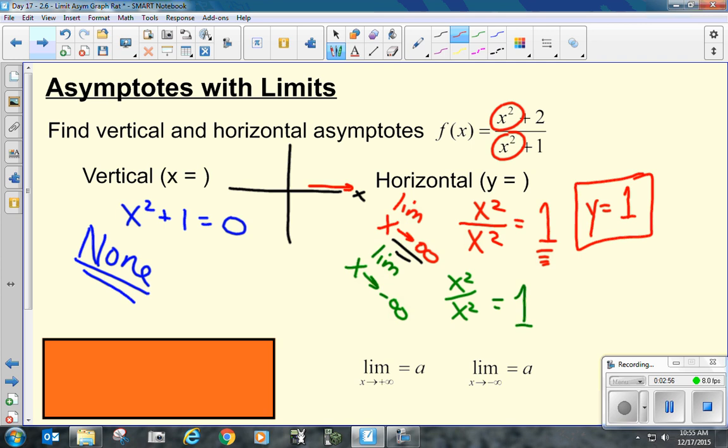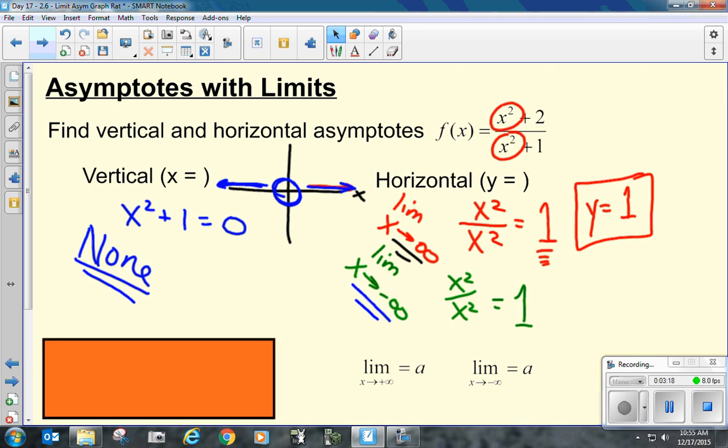I also want to check the other side. If I approach negative infinity on the x-axis, it's going this way forever. I really don't care with the horizontal asymptote what happens in the middle. I just want to know what's happening as it goes this way forever and this way. That's why I should check positive and negative infinity. A lot of the time, it's going to be the same answer.